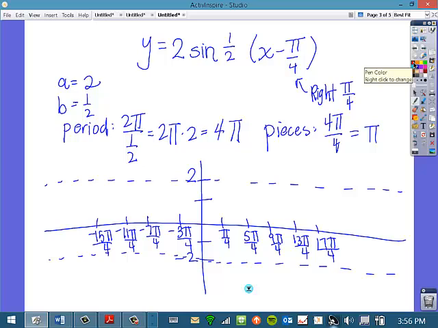So I'm going to start at pi over 4, which is going to be at 0. And my leading coefficient is positive, so I'm going to go up, then down, then back up, and then down, back to the middle, up, and back.